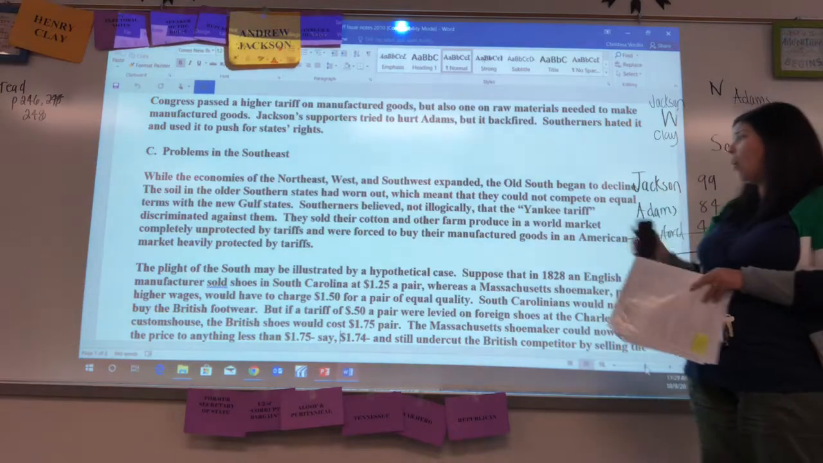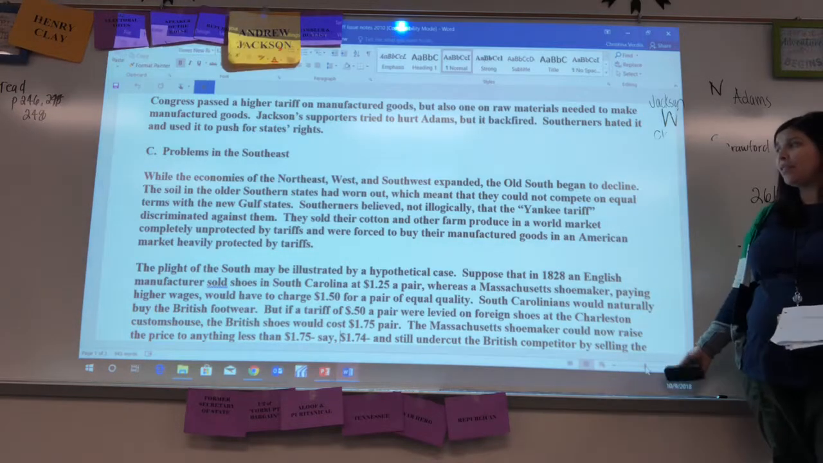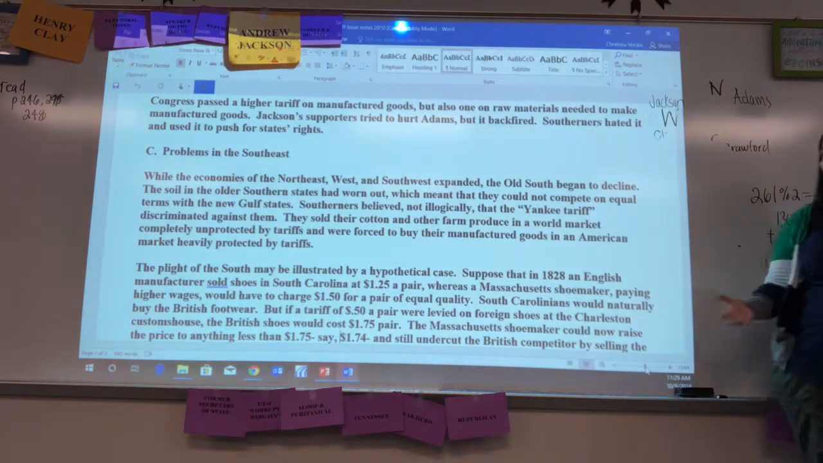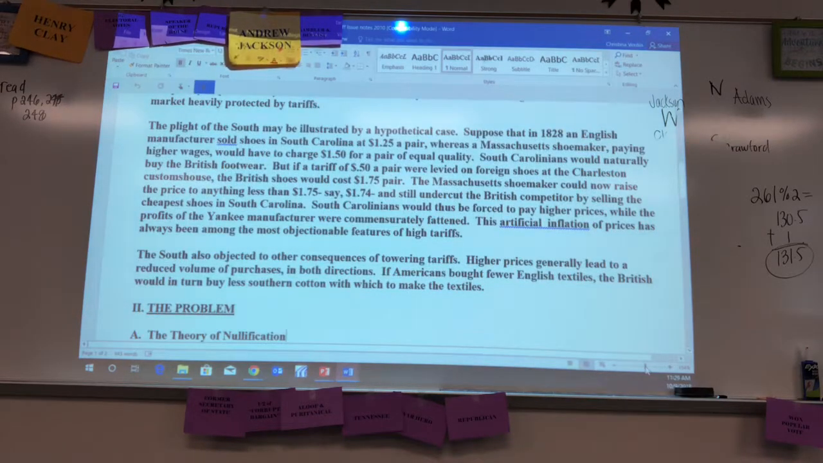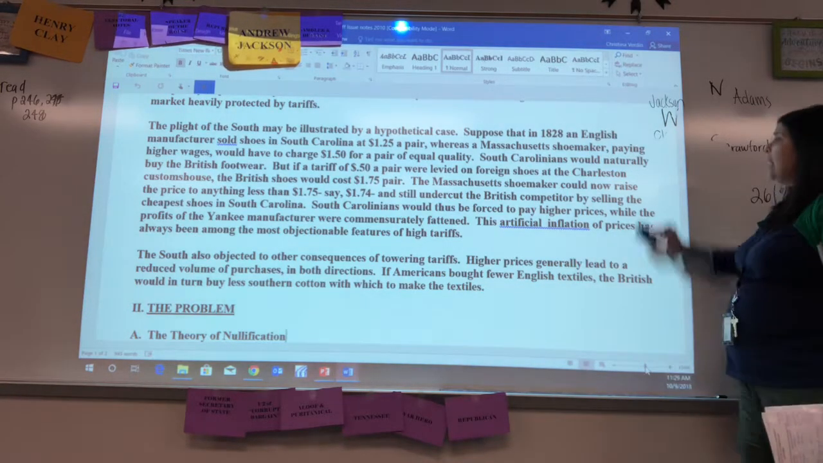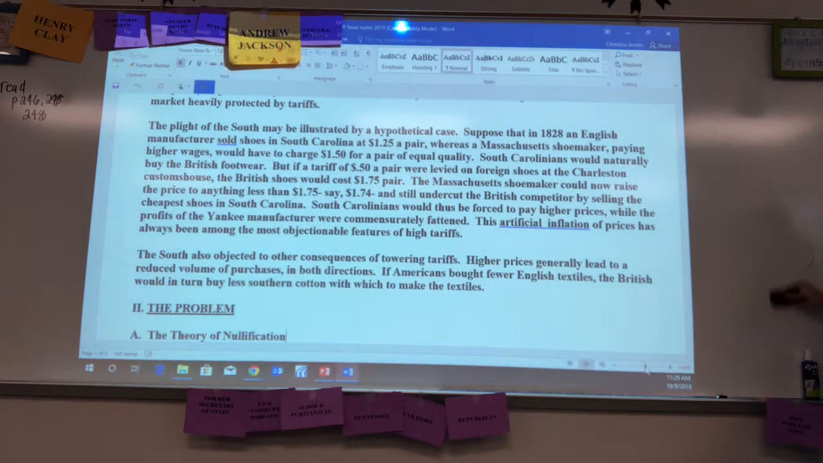They sold their cotton and other farm produce in a world market completely unprotected of tariffs. But they were forced to buy all of their goods in America that was heavily protected by tariffs. So do they get any benefits from tariffs? No, they just pay into them, right? So the plight of a Southerner may be illustrated in a hypothetical case. Suppose in 1828, an English manufacturer sold shoes in South Carolina, whereas a Massachusetts shoemaker paying higher wages would have to sell and charge $1.50 a pair for said shoes.